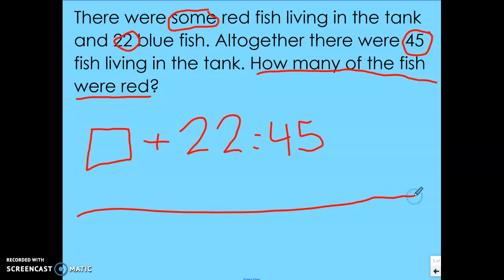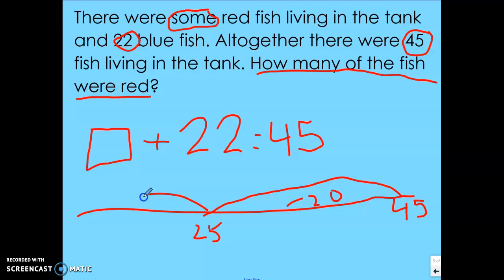So there's my number line. I'm going to start with my bigger number over here, 45, and take 22 away. I'm just going to do one big jump of 20 because I know that if I do 10, that would be 35. So then another 10 would be 45. So I'm just going to do a huge jump, minus 20, which would give me 25. So now I only have to take 2 more away because it wants me to subtract 22.